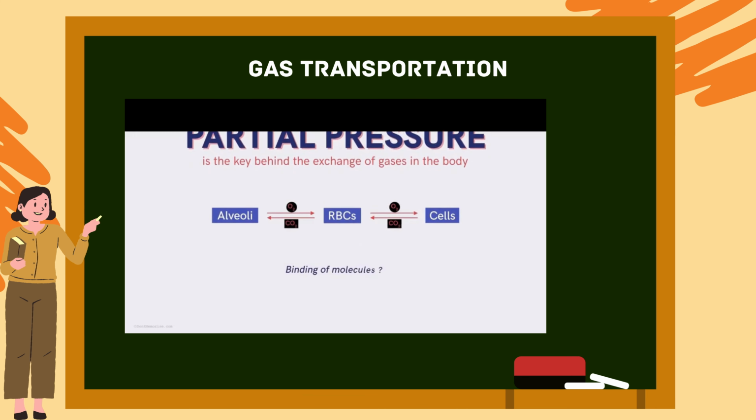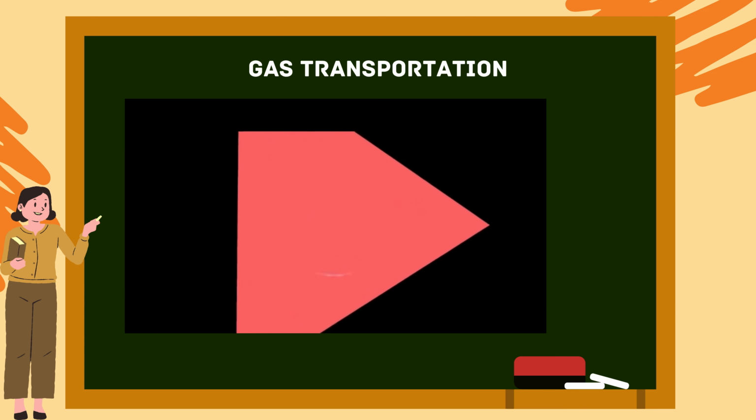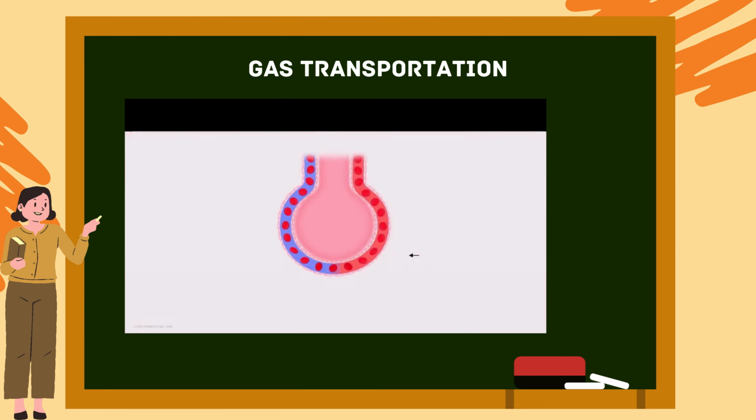Any idea how the binding takes place? How do the molecules bind to hemoglobin? What happens after the binding, and what happens when the bonds are broken to deliver the respective molecules at the respective sites? Let's answer all these queries in this video. Let's begin with what happens in the alveoli.